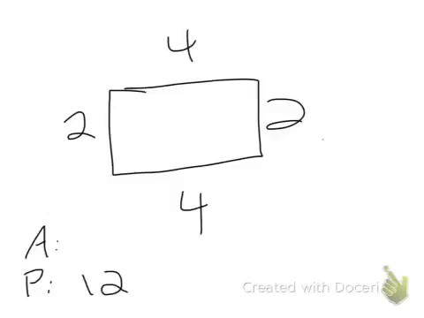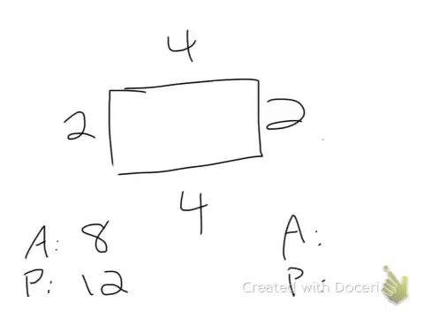4 plus 4 is 8, 2 plus 2 is 4, 8 plus 4 is 12. So our perimeter is 12. Then all we would have to do is multiply 2 and 4 to get area, and our area would be 8. Well, what would happen if we doubled the size of this? What would happen to the area and perimeter? Well, first we need to double each side.